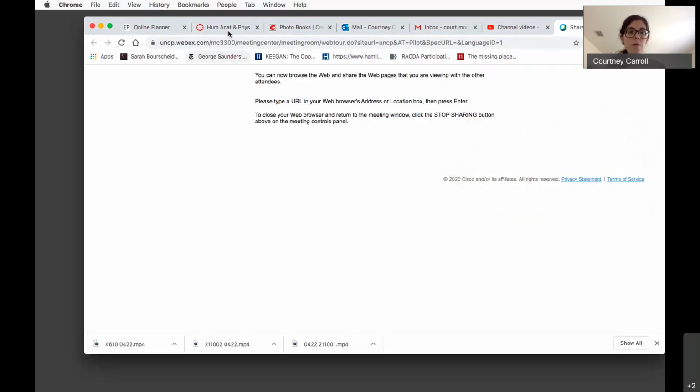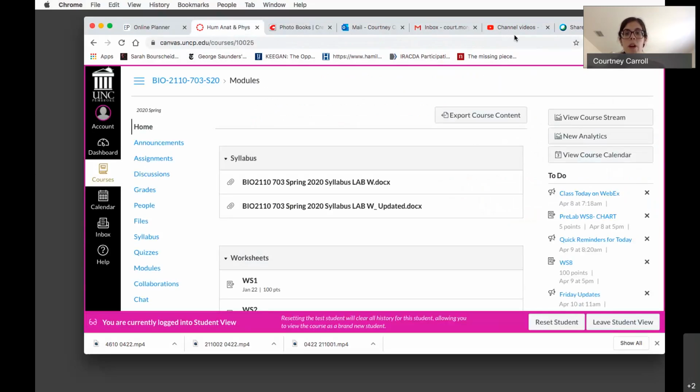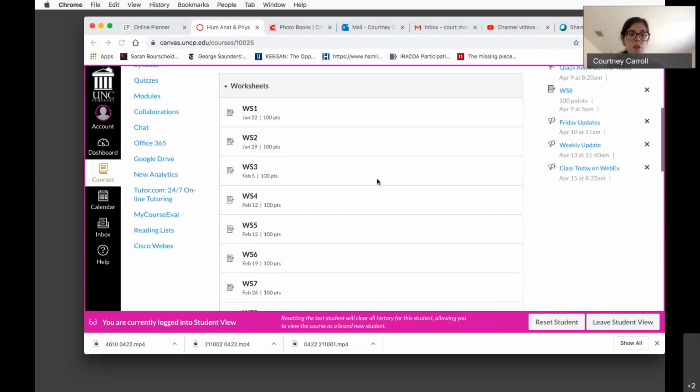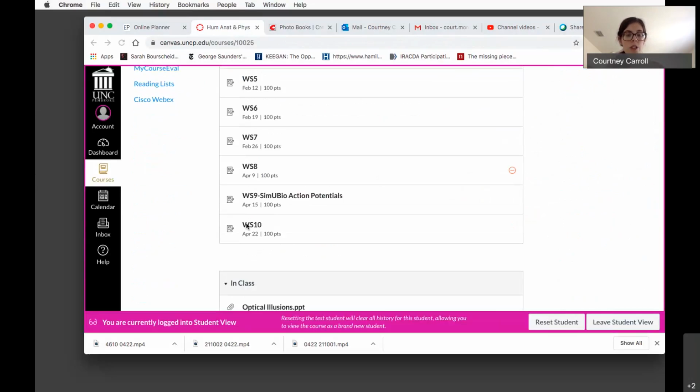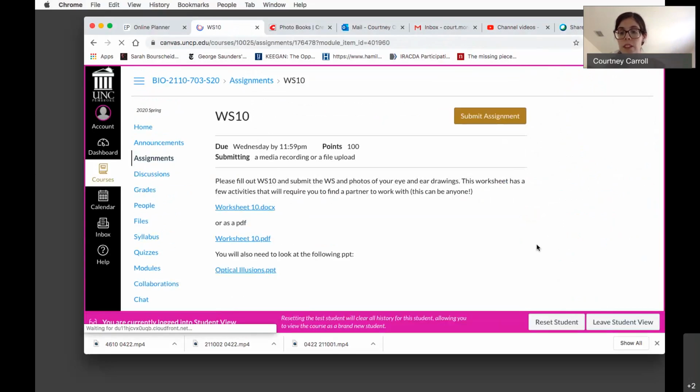Let's start by going to Canvas. Okay, so where you put this worksheet, if this is your Canvas page, you scroll down to worksheet 10, you complete the document, and then you can submit it here. If you have a bunch of hand-drawn pictures, you can submit multiple things. So submit the Word doc all typed out, and then you can submit pictures from your phone of the drawings that you've made.